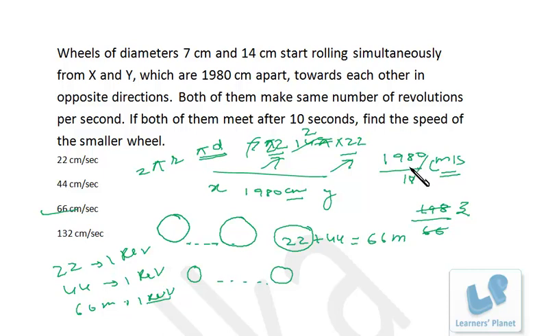That means per second they jointly are making 3 revolutions, that is 198 by 66, right? So per second each one is making 3 revolutions. That means 22 into 3, 66 centimeter they are moving per second. So that is the speed of the smaller wheel, and the bigger one will be 44 into 3, that's 132 centimeter per second. Okay, an interesting problem, but easy.